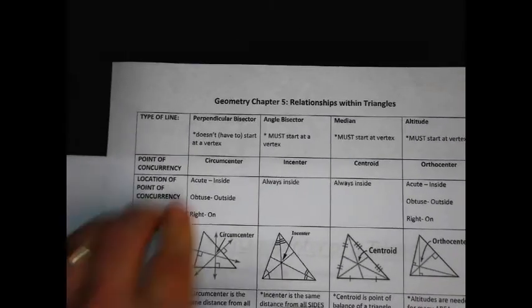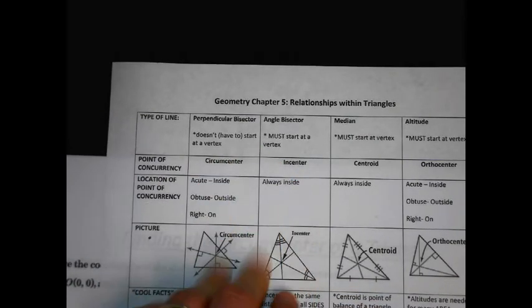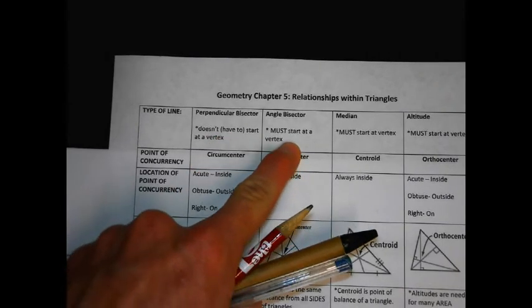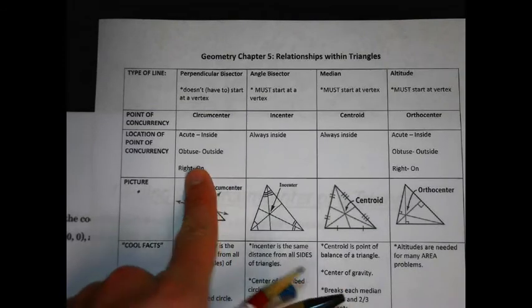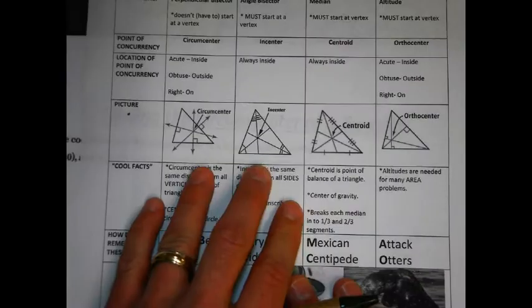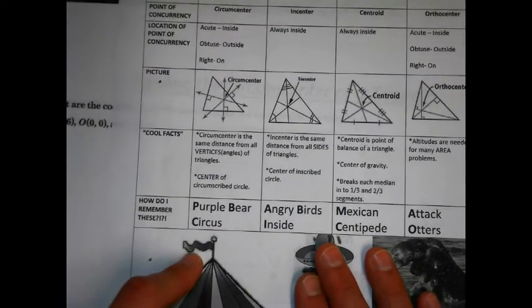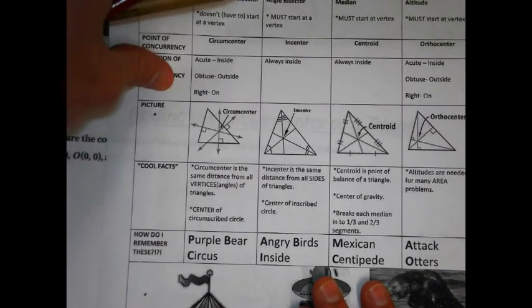And so we can see a few more cheats there where things must start, right? Perpendicular bisectors don't have to be at a vertex. Angle bisectors do. There's some locations of where these things would be depending on the type of triangles, if we're dealing with acute, obtuse, or right. Diagrams of what the bisectors might look like, and then some cool facts. So we talked about circumcenter and incenter. So those are the notes, right? Let's get some work done, shall we?